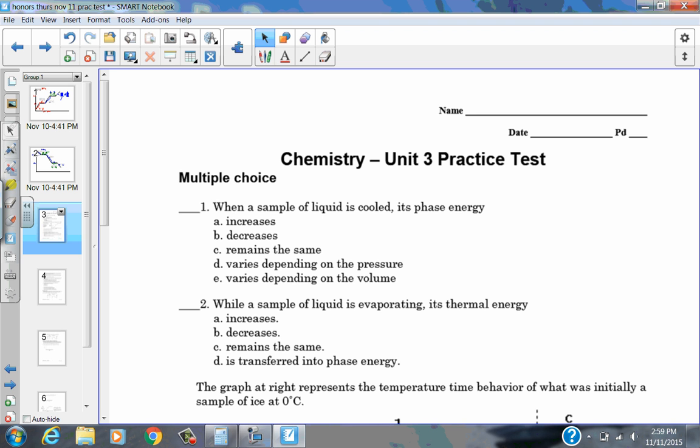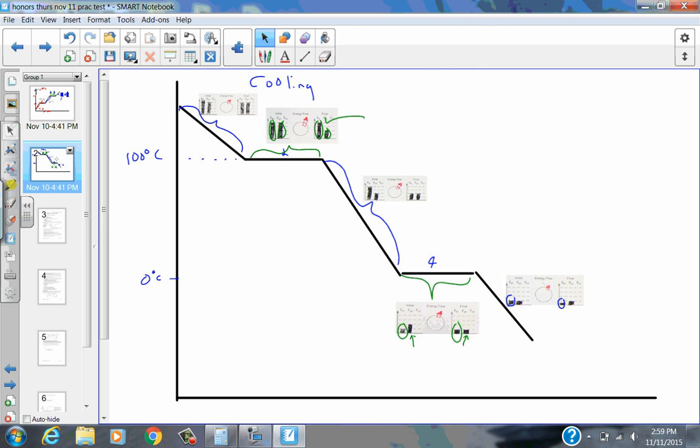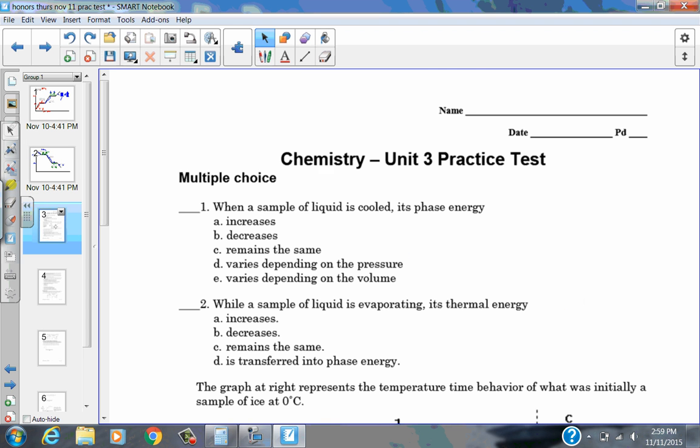When a sample of liquid is cooled, okay, it's liquid and it's cooling. So what's happening to its phase energy? Here's a cooling curve. When a liquid is cooled, its phase energy isn't doing anything. It's staying the same. I would say remains the same.